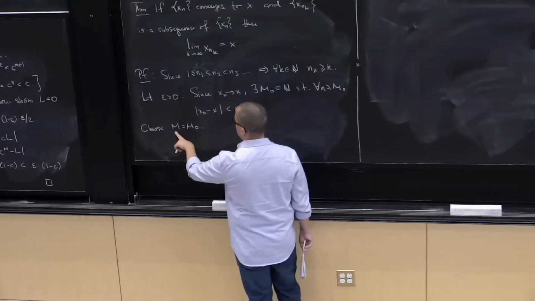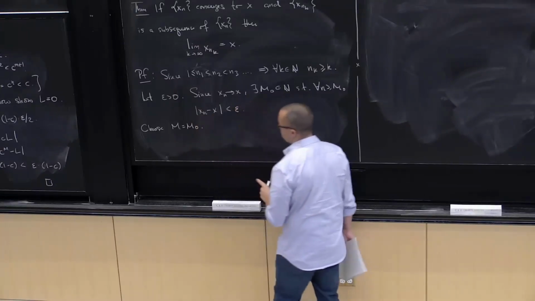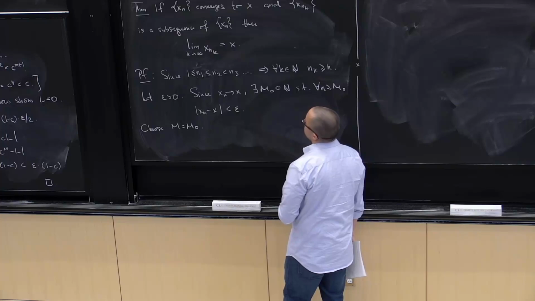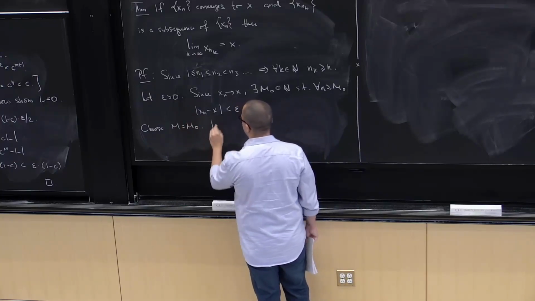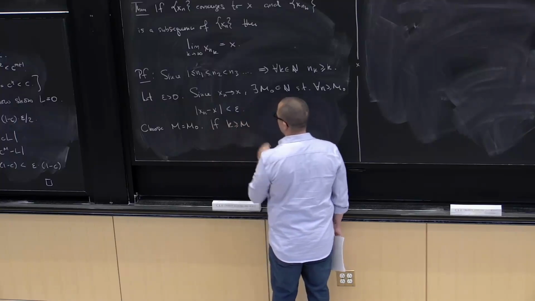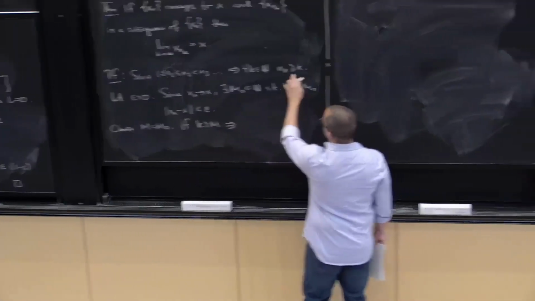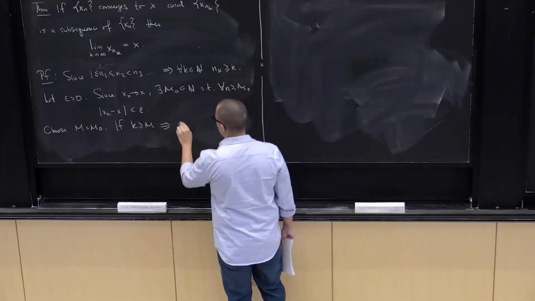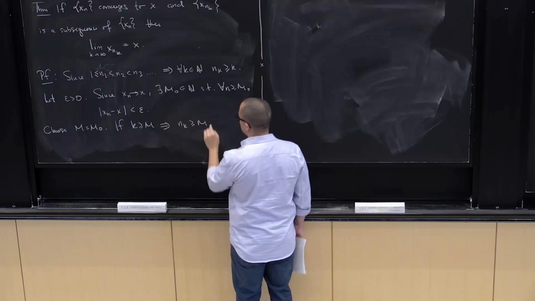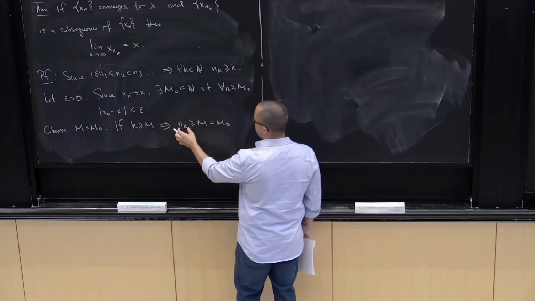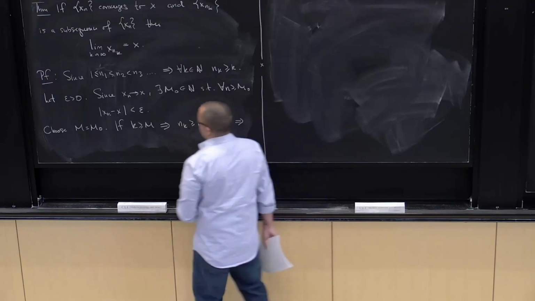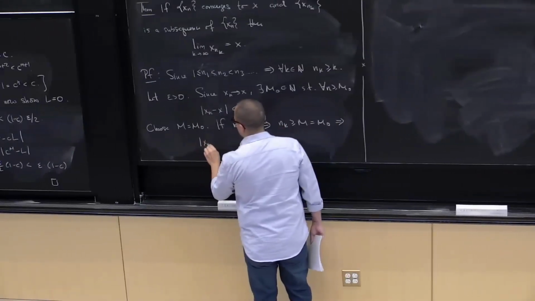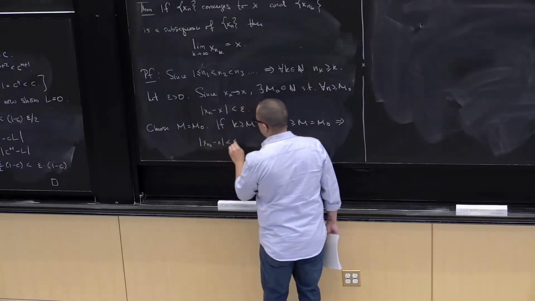Now we need to show that this capital M works for our subsequence, meaning if k is bigger than or equal to capital M, then the absolute value of x sub n sub k minus x is less than epsilon. But this just follows from this fact. If k is bigger than or equal to M, this implies by this inequality that n sub k is bigger than or equal to M, which is equal to m naught. So n sub k is some natural number bigger than or equal to m naught. That implies, by this inequality, that the absolute value of x sub n sub k minus x is less than epsilon.